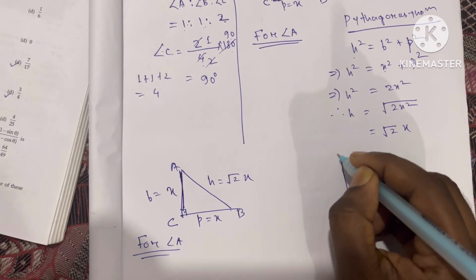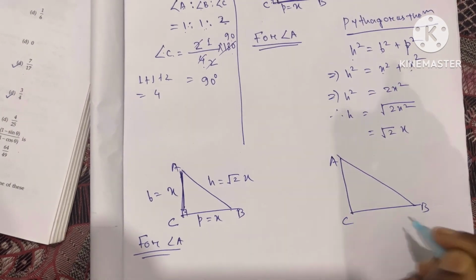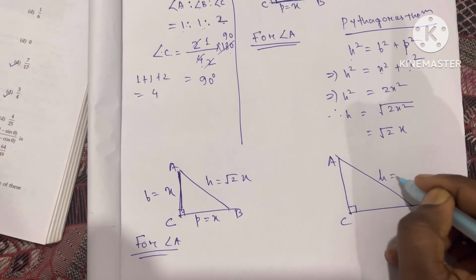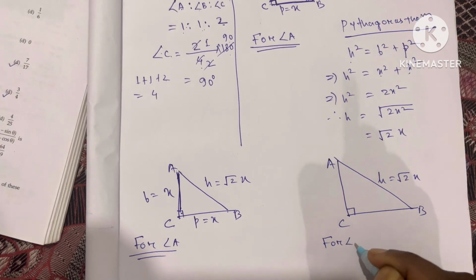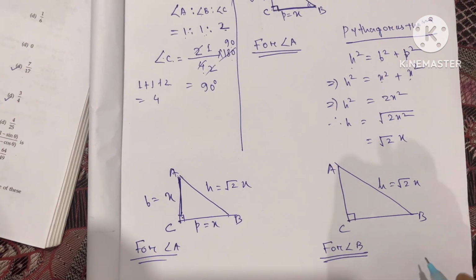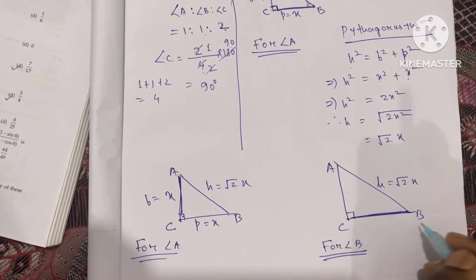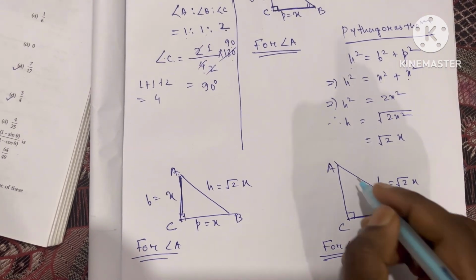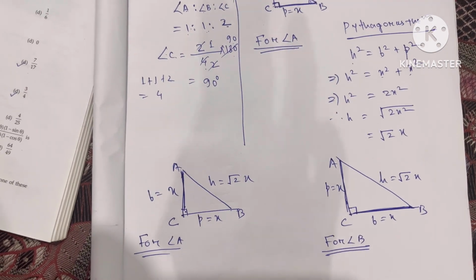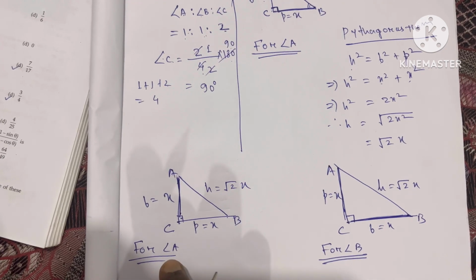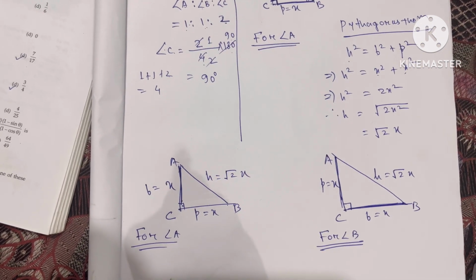For angle B, I draw the same triangle again, and I name it the same, ABC. This is 90 degrees, so the hypotenuse is root 2 x. For angle B, this is the base, BC. The length of the base is x, and the length of the perpendicular is also x. Always remember, when the angle changes, the base changes: for angle A this is the base, and for angle B this is the base.